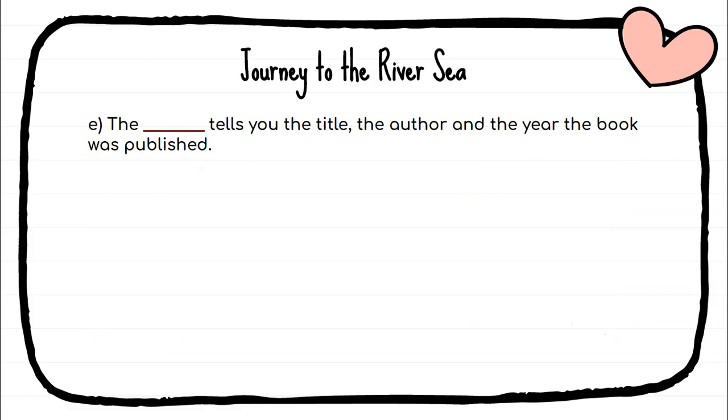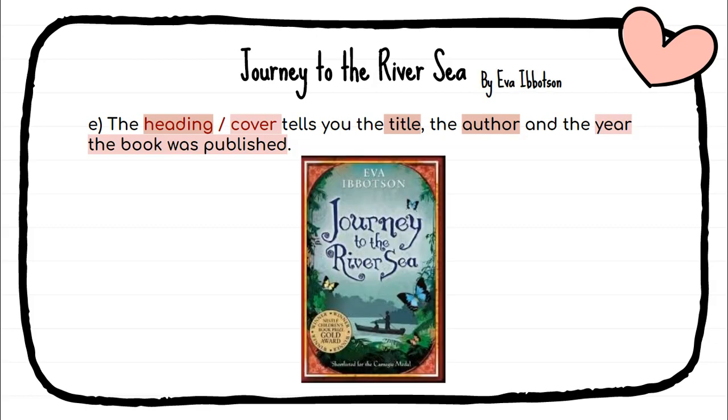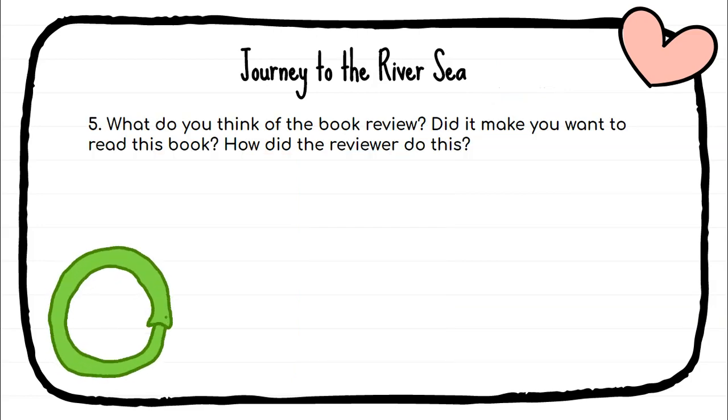And then E, it tells you the title, the author, and the year the book was published. I was disappointed to see that the whole cover was not shown in the textbook, but the heading tells you the title and the author. And the cover, although we didn't get to see the back of the cover, the year of the book is usually published at the back or the inside cover. Right, so that was what was shown in your textbook. You can see the title, Journey to the River Sea, the author, Eva Ibbotson, and unfortunately it's too small or we can't see enough to know the year that it was published.